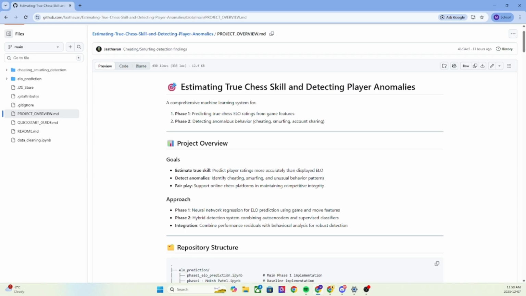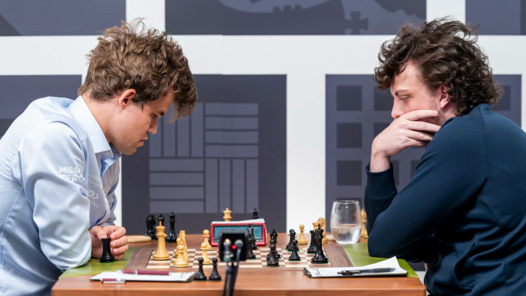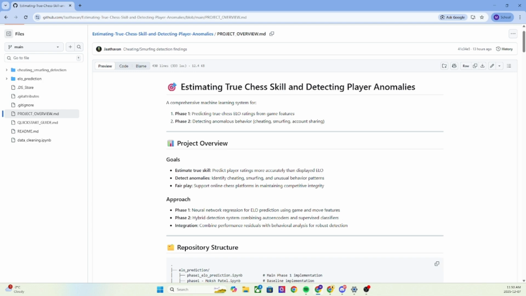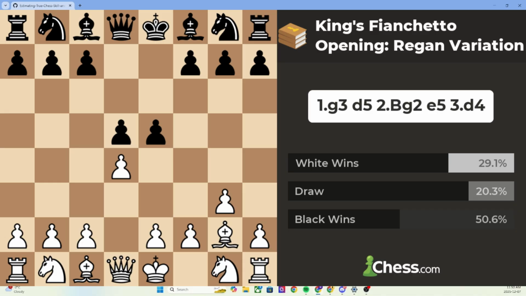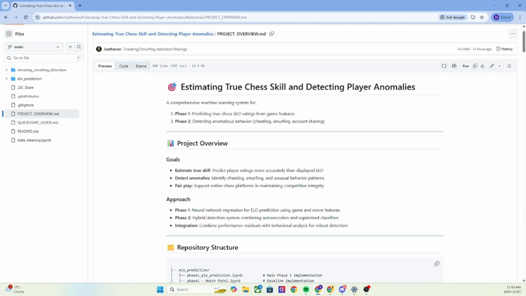One famous example that I can bring up was the Magnus Carlsen versus Hans Niemann controversy, which highlighted how difficult it is to reliably detect suspicious play. Traditional systems, such as the Regan system, compare each move to engine evaluations to estimate whether a player is performing above their expected strength. However, these systems are mathematically rigorous and computationally expensive, and sometimes they struggle with edge cases like smurfs or rapidly improving players.